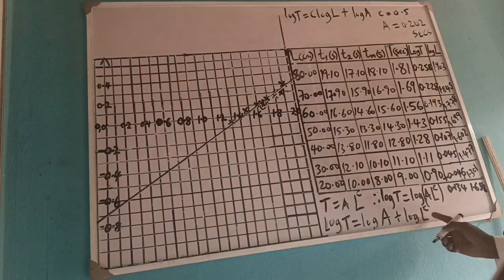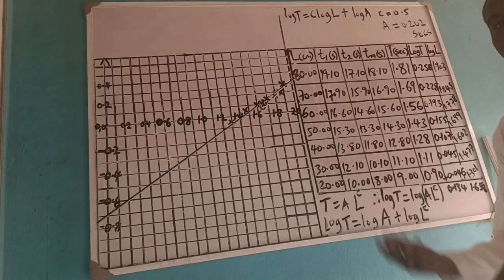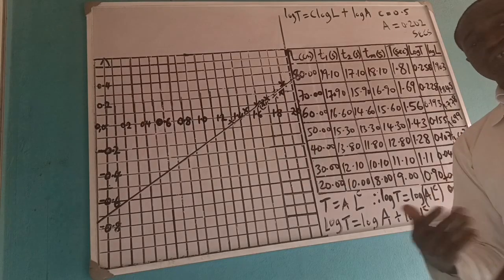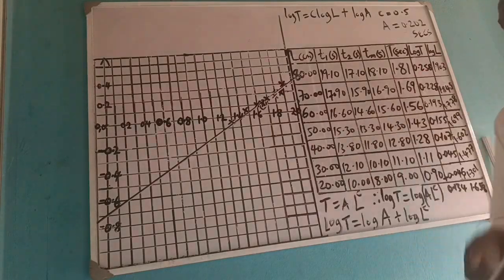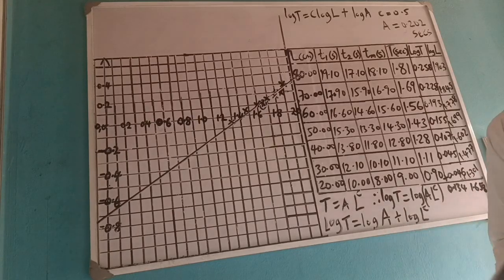By writing this first before this, we obey the commutative law of multiplication and addition. What I mean by commutative law of addition is that in mathematics, if they tell you 2 plus 3, it is the same as 3 plus 2. So log A plus log L raised to power C is the same as log L raised to power C plus log A.